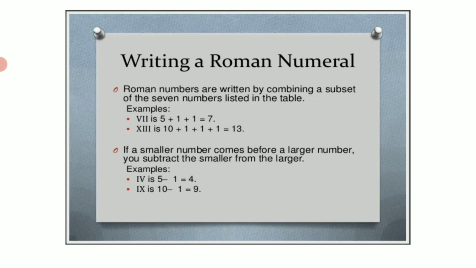We need to remember this and keep it in mind: if a smaller number comes before a larger number, then it means subtraction; we subtract the smaller number from the larger number. Let us take an example of IV. Here V is the larger number, which stands for the value 5, and I stands for the value 1. So it means 5 minus 1, that is 4. If it is IX, that means X stands for the value 10 and I stands for the value 1, that means 10 minus 1, that is 9.